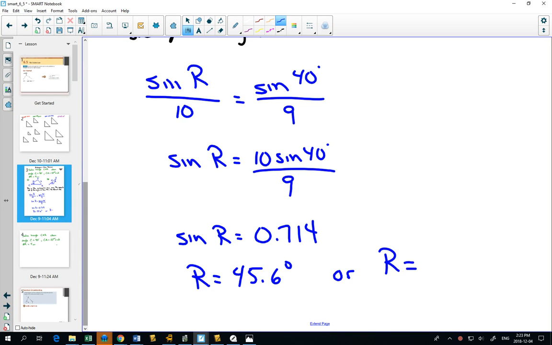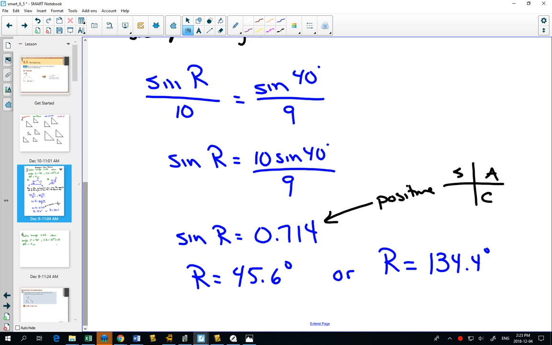Or, why can I also say that it's 134.4 degrees? Because of the CAST rule. Okay? This is positive. According to the CAST rule, sine is positive in quadrant 1 and quadrant 2. So when I do the first one, the 45.6, that is technically my reference angle. And my reference angle in quadrant 2 would produce an angle of 134.4.